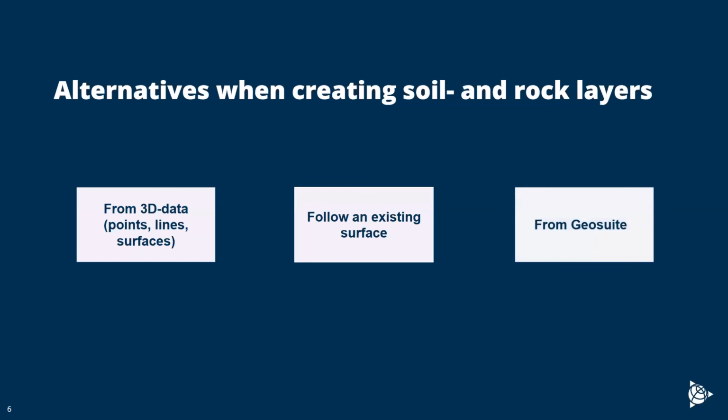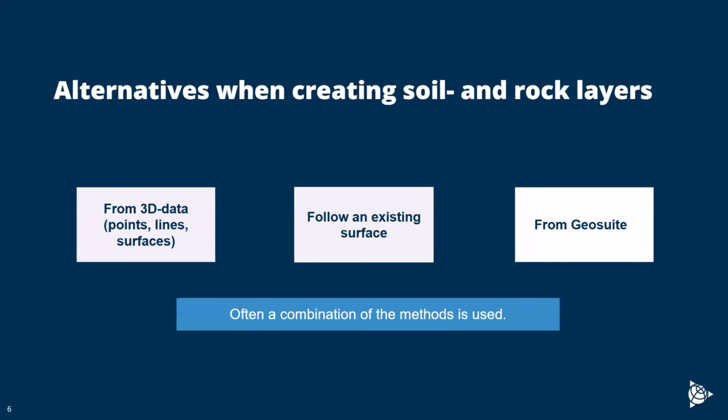And the third option is to import a GeoSuite database and automatically create layers from boreholes. We often have to use a combination of all of these. There could be some existing data in one area, and we use that in combination with vertically moving a surface. So that's a bit of what we're going to look at in the demo later, creating surfaces both from imported data and following an existing surface.